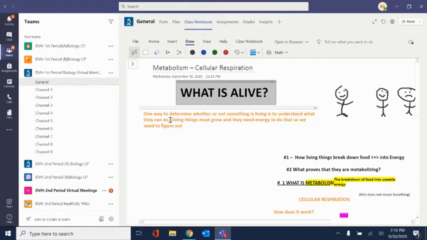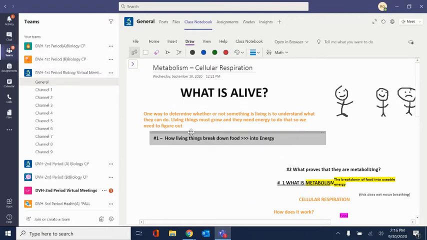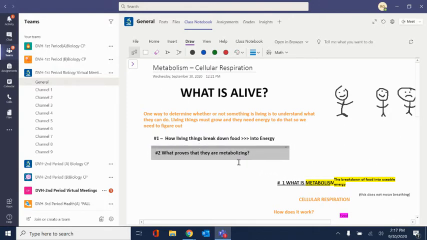If I can figure out what an organism is able to do, I can verify whether or not they are living. I know that living things must grow and they need energy to do that. So we need to figure out two things. Number one, how living things break down food into energy. I know that living things need energy, but how do they get it, and then how do they break it down? And the second thing we need to figure out today is what is going to prove that they are breaking down the food. Remember that breaking down food is called metabolism.